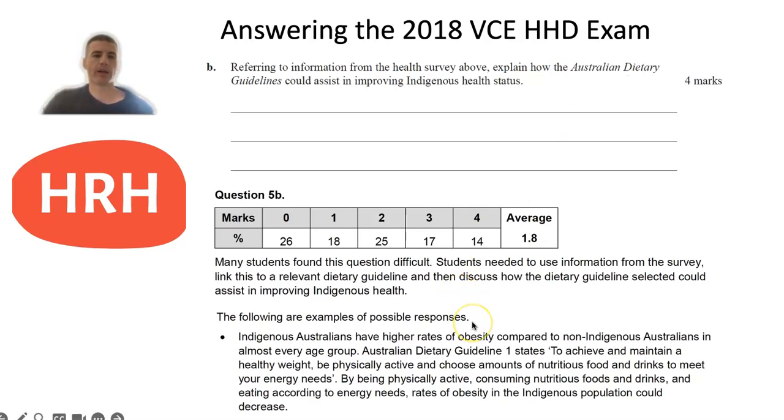Another one you could have talked about here would be Dietary Guideline 3, which is about limiting the intake of various things such as alcohol, saturated fats, and also sodium. Then you could have made a link between reducing an intake of sodium and reducing levels of heart disease, because that was high in Indigenous populations as mentioned in the survey. So there's a few different examples that you could have made there.